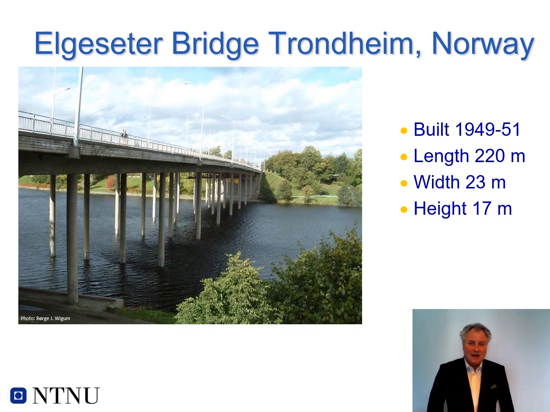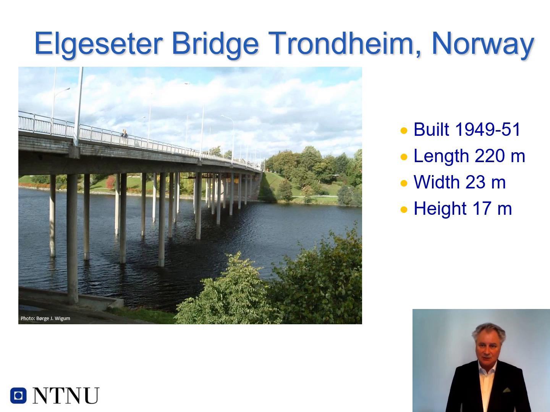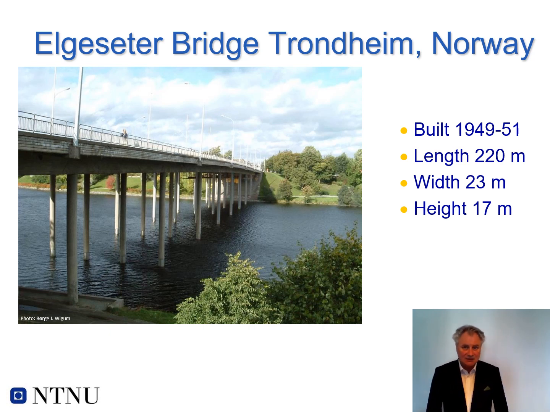In the same way, we have a very good example at the Aggregate Bridge in Trondheim, in Norway. This bridge was built in the years 1949 to 51 and has a length of 220 meters. So the concrete slab on the top is a continuous slab with a length of 220 meters. To the left, the bridge is fixed.